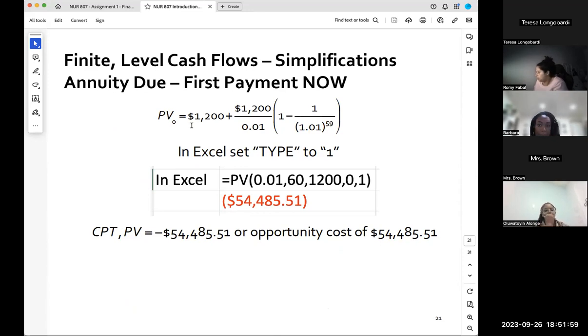So if you do not have payments starting 1 period from valuation, you have to adjust the formula that you used. There's a modification you have to make. I don't expect you to write out the formulas, but you need to know to put a 1 there in Excel because things changed.